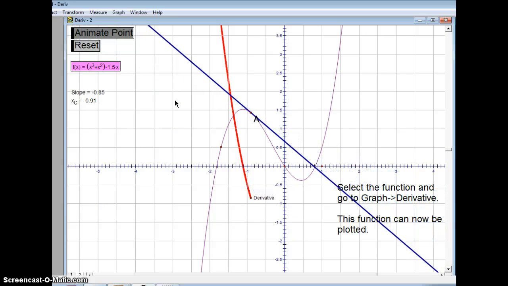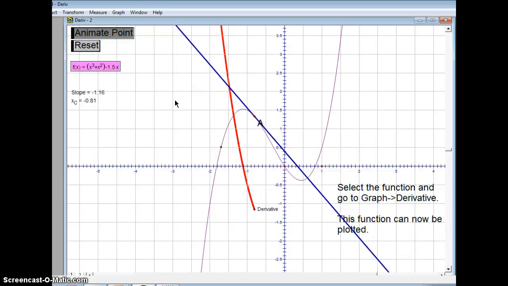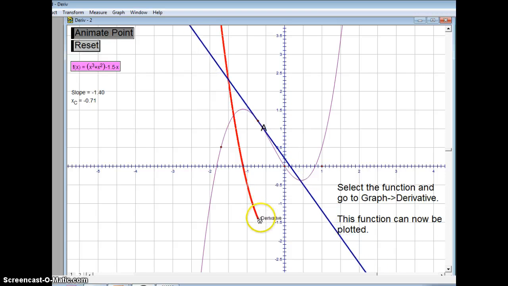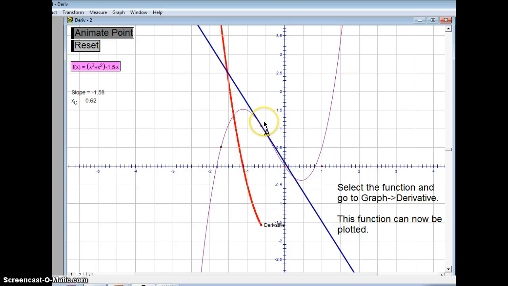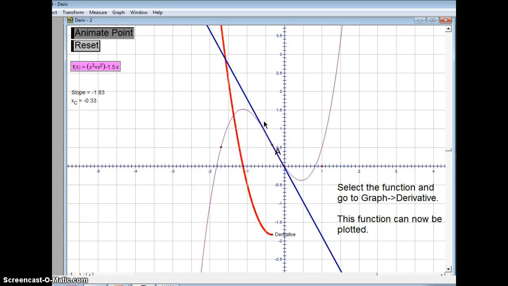Probably the single most important thing you want to learn in the first half of calculus is that the y value of the derivative is the slope of the tangent line to the original. One more time. The y value of the derivative is the slope of the tangent line on the original, assuming they have the same x value.